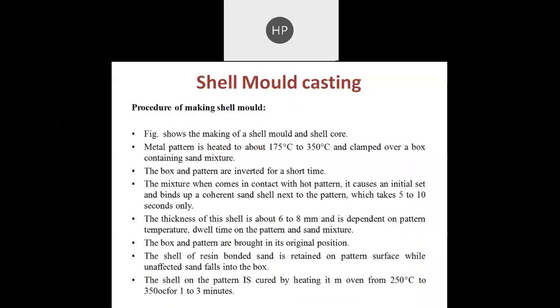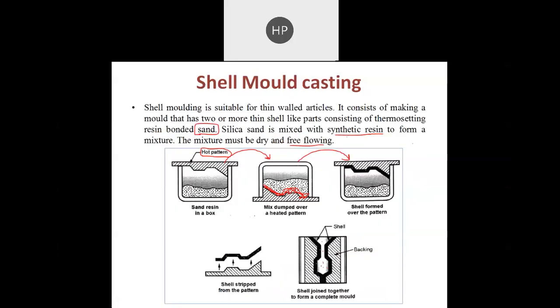So in this one, the metal pattern is heated to about 157 to 350 degrees Celsius. Generally this resin has a curing temperature around this, and that's why it is not heated more, like 800 or 1000. It is heated up to a certain temperature, depending upon the resin synthesis. Then the box and pattern are inverted for a short time. As we have seen, the box is inverted for some period of time.